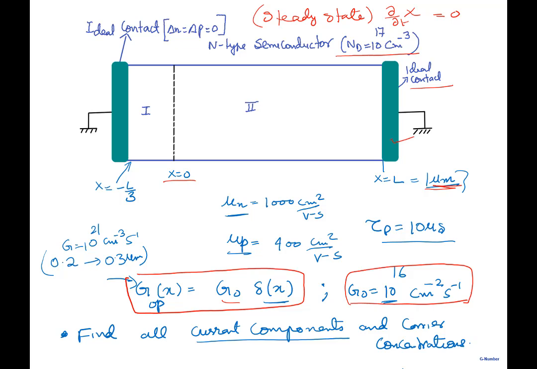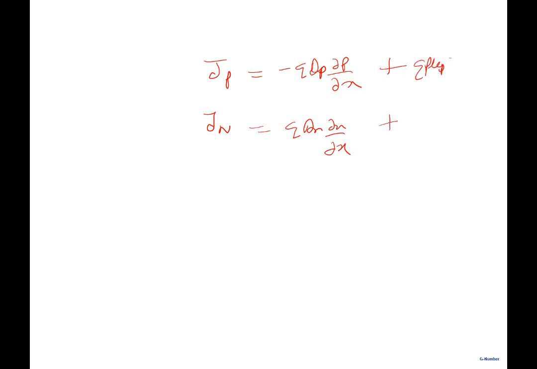Diffusion current, then what will you do? Yeah, okay, diffusion current. You'll say there is both JP and JN. So JP is minus Q dP del P by del X. What do I do with this? Why not drift? Q mu P E.